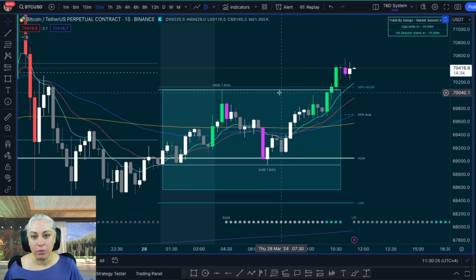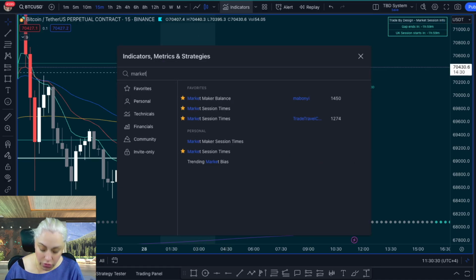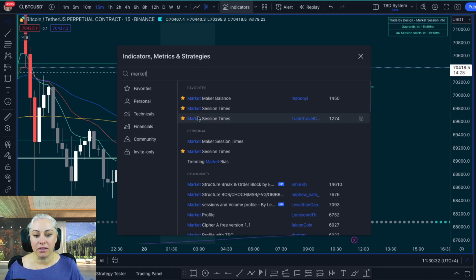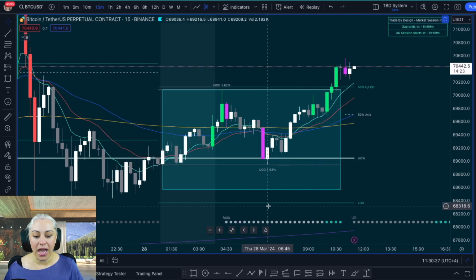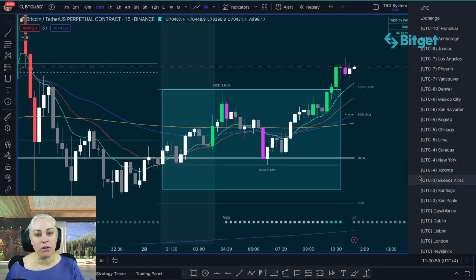this one down here is public. So you can add this to your chart if you want to. Just go to your TradingView and type in market session times by Trade Travel Chill, and you'll find it there. And when you add that, you can play around with some settings, but it will give you the session times at the bottom of your chart. You don't need to change time zones or anything like that. It's always going to be set to New York time. Even if you make changes here, it won't affect anything.